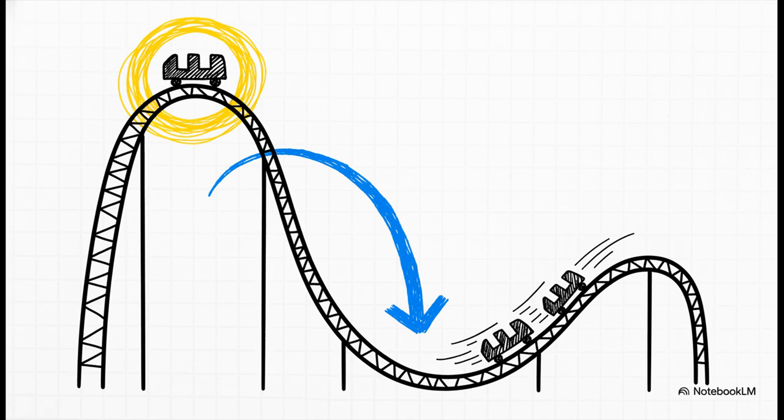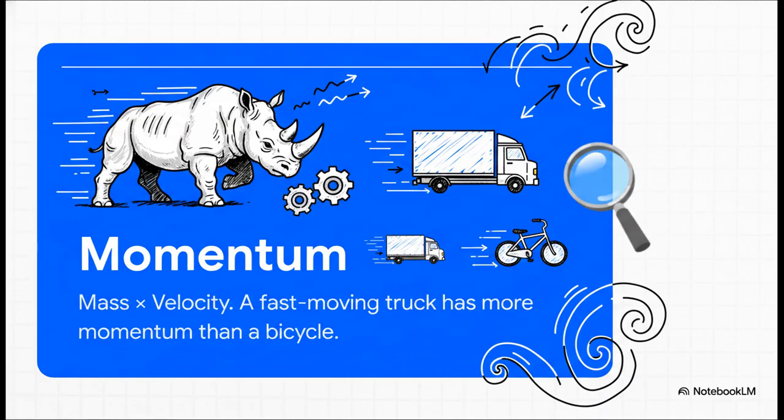The roller coaster is the perfect way to picture this. As it's being cranked up to the top of that first huge hill, it's building up all this stored potential energy. Then, as it crests the top and plummets down, all that potential energy transforms into kinetic energy, the energy of pure speed.